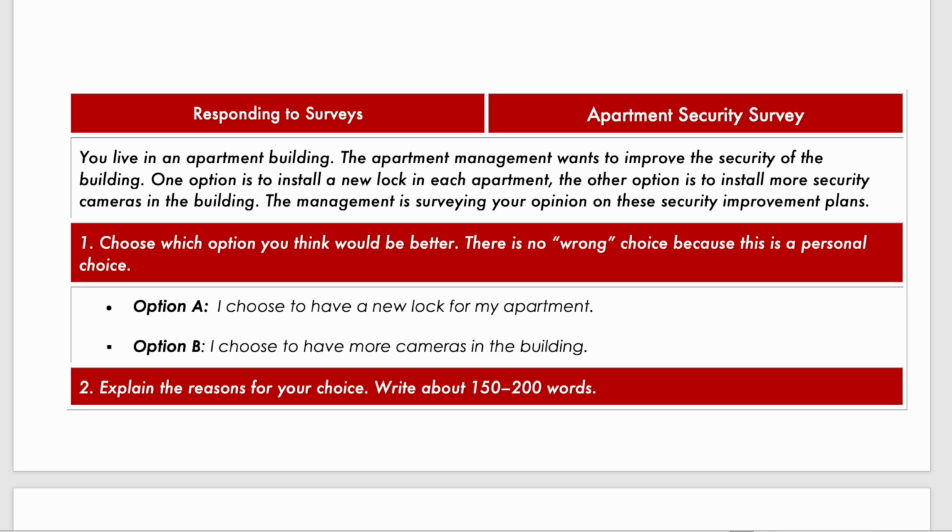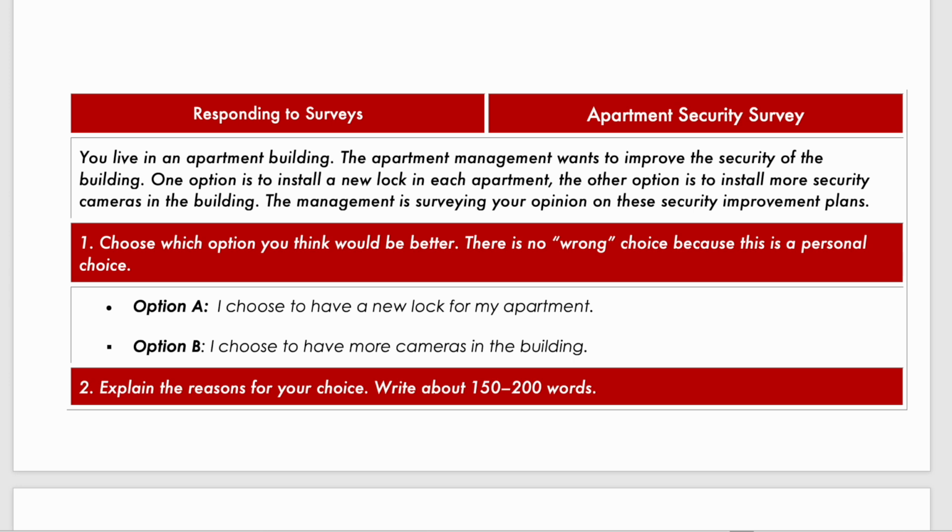So then everyone, let's read the question. Responding to surveys, apartment security survey. You live in an apartment building. The apartment management wants to improve the security of the building. Maybe there's been some kind of crime or robberies, break-ins. One option is to install a new lock in each apartment. The other option is to install more security cameras in the building. Well, if you ask me, I think security cameras would work better. I'm not sure about locks.